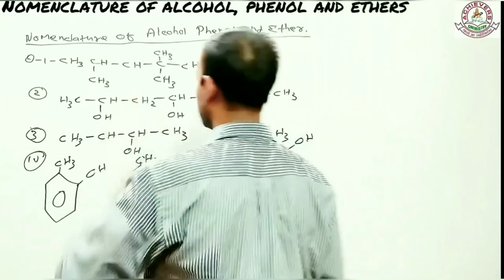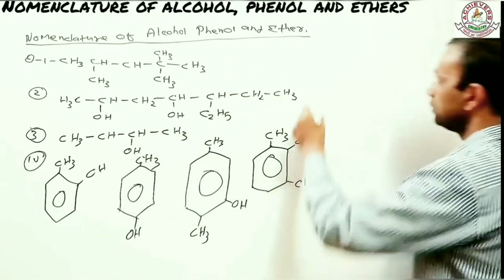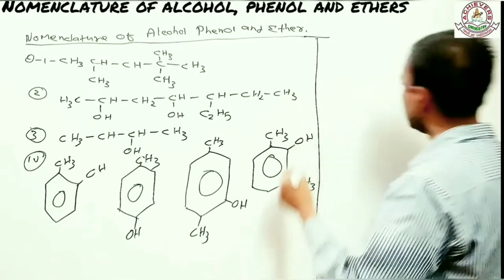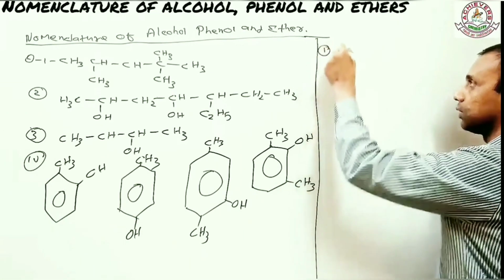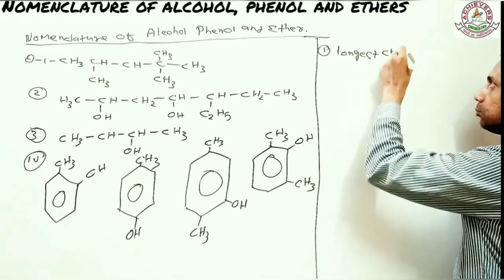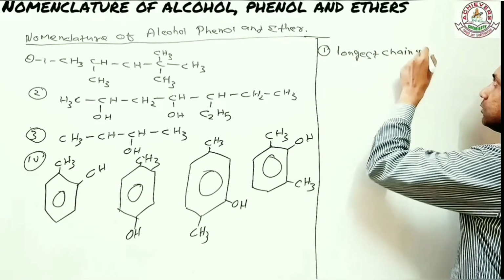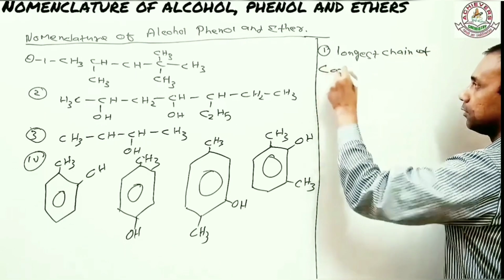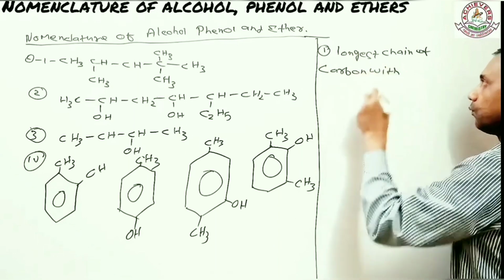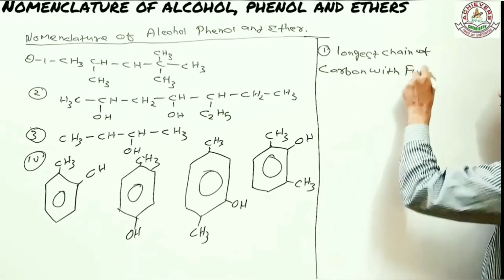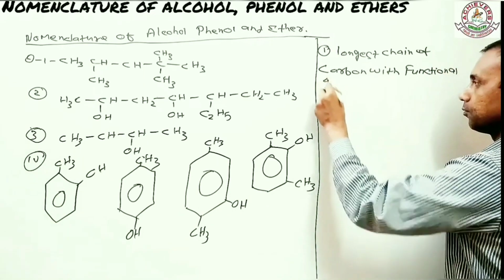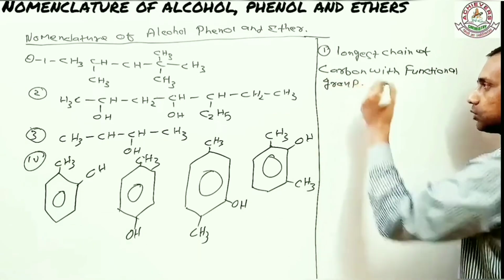The first thing, if you remember, I told you in the previous video, that was in haloalkanes and haloarenes, there are three things you have to consider that are very important. You have to find the longest chain of carbon with the functional group. So this is the first thing you have to do.